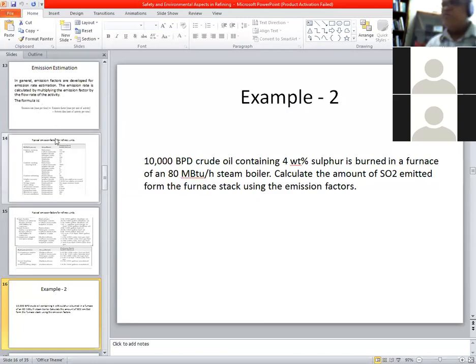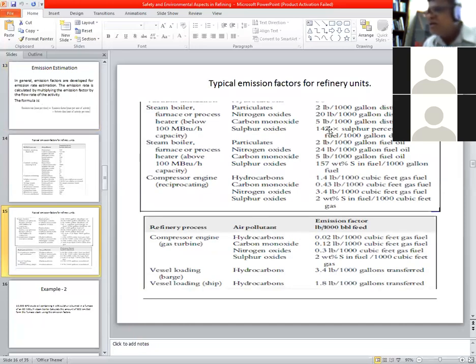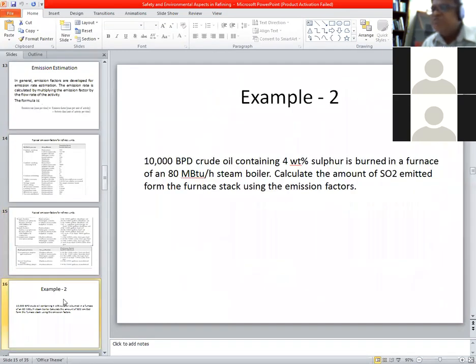Simply put that equation here. Emission factor, this value, put the sulfur weight percentage times this one times the flow rate. Don't get confused with the unit, because this one is given in barrels per day, so you have to convert to gallon. Conversion factor: 1 barrel equals 42 gallon.